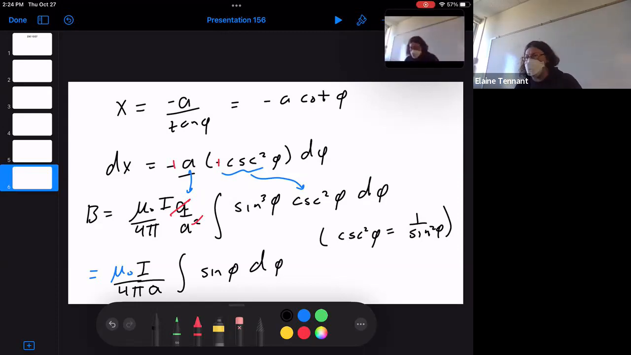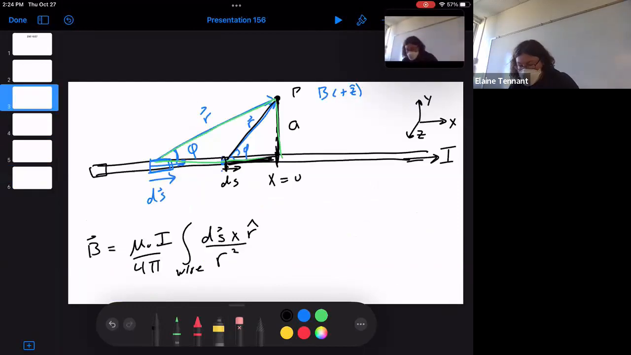I do want to put in some limits before we integrate this. So notice that we've gone from integrating chunks of wire, so ds's, to integrating d phis. So I still need to integrate along this entire wire from x equals negative infinity to x equals positive infinity. So when x is negative infinity, what will my angle be?